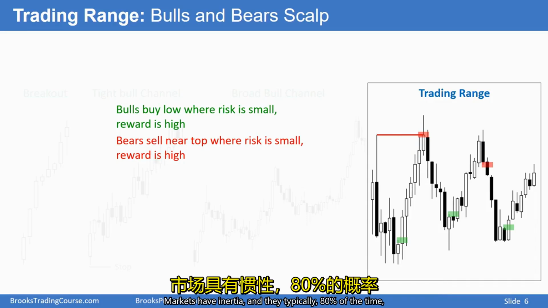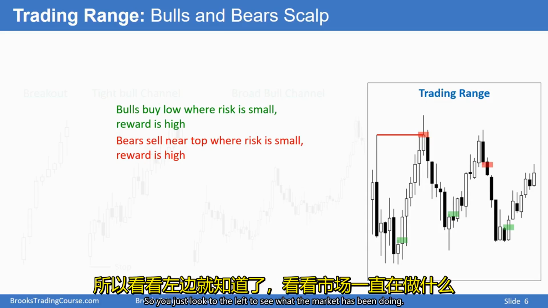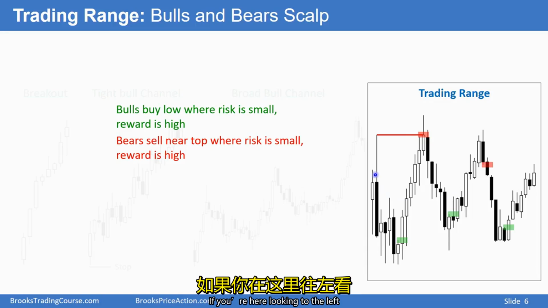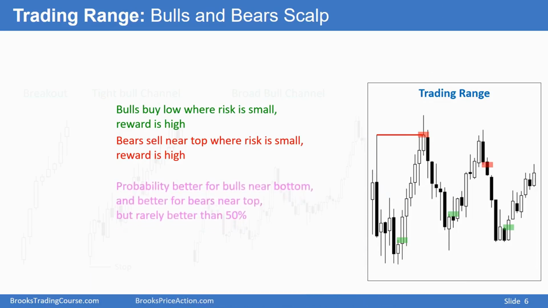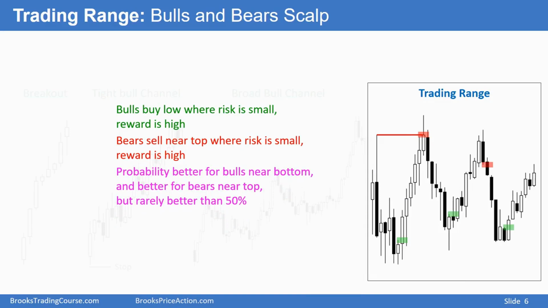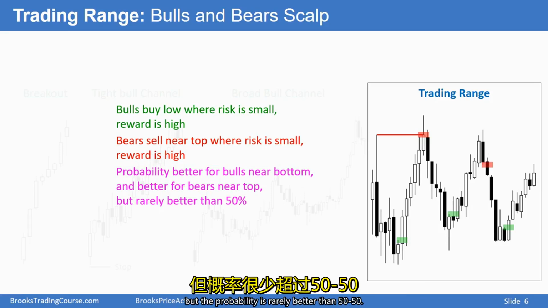Markets have inertia, and they typically, 80% of the time, continue what they've been doing. So you just look to the left to see what the market has been doing. If you're here looking to the left, it's been going up and down and up and down. It's a trading range. Trading range, probability, is better for the bulls near the bottom and better for the bears selling near the top, but the probability is rarely better than 50-50.